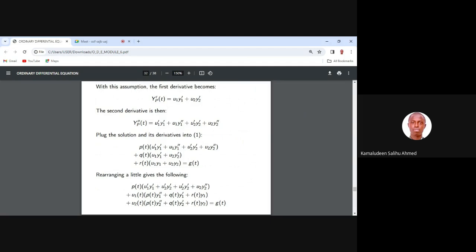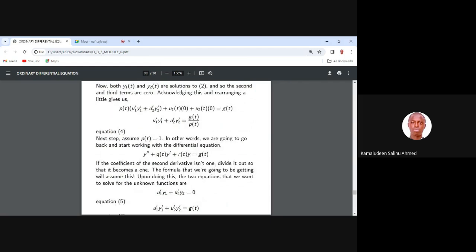And when the second line and the third line are zeros, you'll be left with only the first one, which is the p of t only. So that is why we have our p of t, u1 prime y1 prime plus u2 prime y2 prime, plus u1 of t times 0. Don't forget where that 0 comes from. u2 of t times 0 again, then it equals the right hand side, which is g of t.